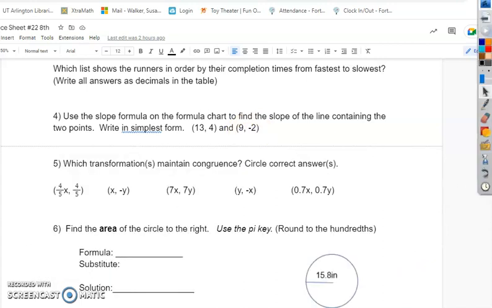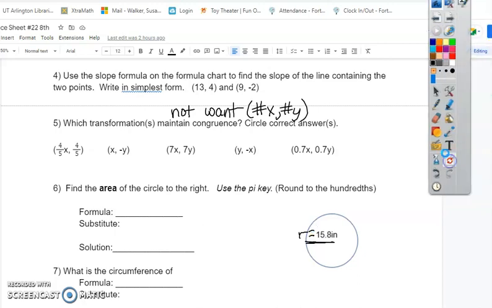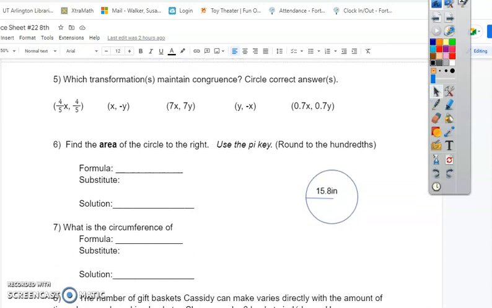Okay, number 5. Which transformations maintain congruence? So you do not want number in front of x, number in front of y. Cross those out. Everything else is your answer. Area. Guys, you're going to do this one alone. FYI, this is the radius. That's the radius. Y'all do that without me. And circumference.